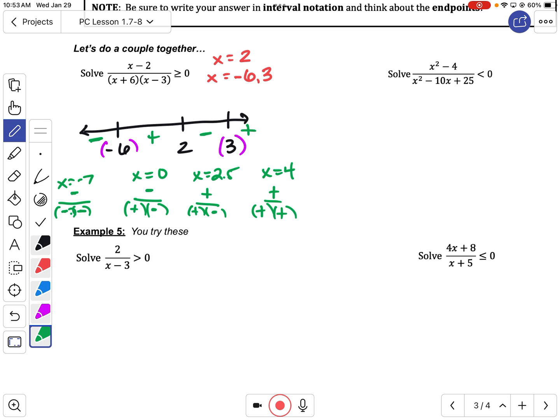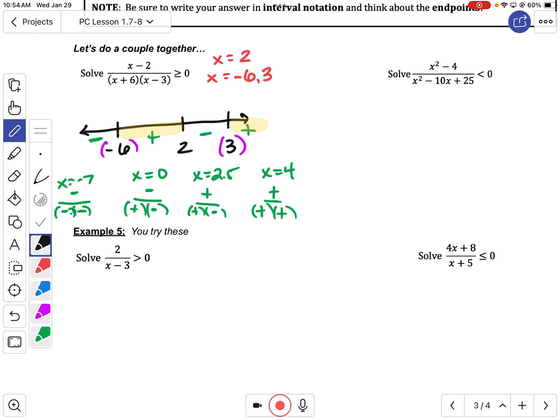Now we have to answer the question. Where is this greater than 0? Which parts of the chart do you think represent greater than 0? The positive parts. So I'm going to look at those parts. I'm positive here, and I'm positive here. So positive is greater than 0, negative is less than 0. So now we're going to write our answer. We've done all this work, and now we're ready to write our answer to solve this inequality.